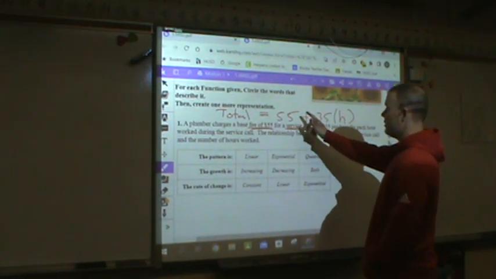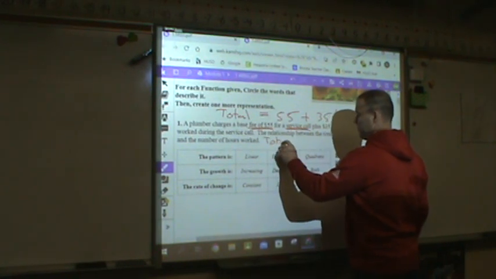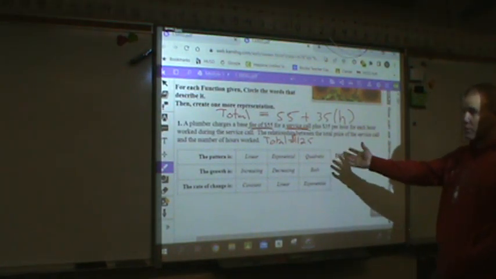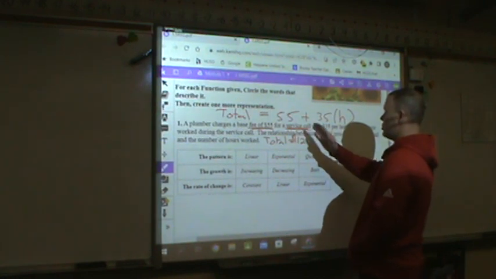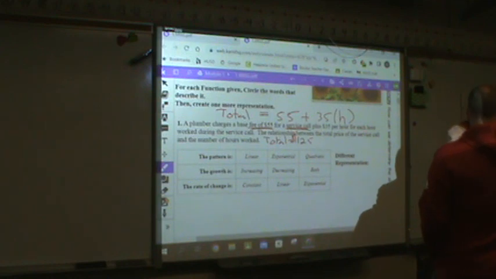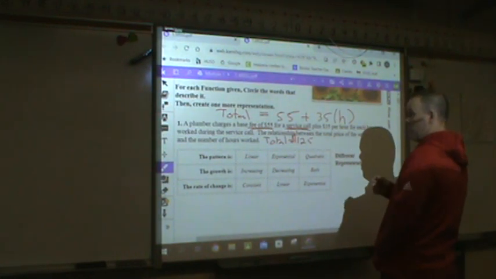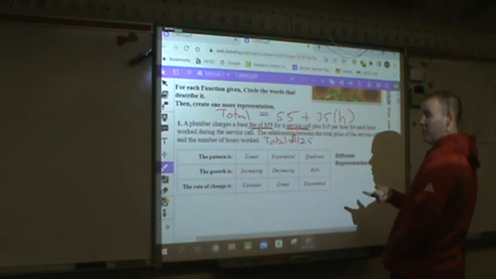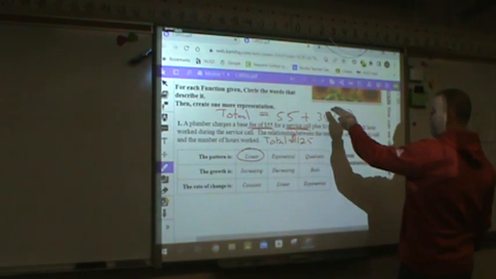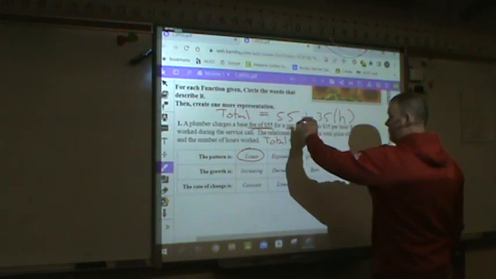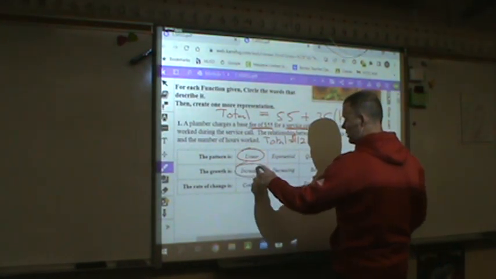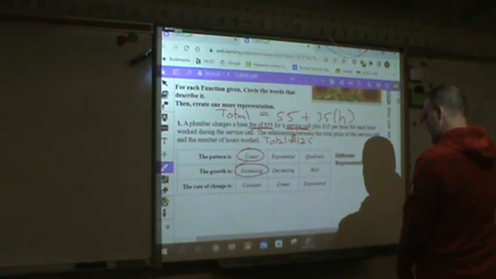Well, 2 times 35 is 70 plus 55. That total is going to be $125. If I work 3 hours, it's going to be 125 plus 35 more than that. So you should begin to see what's going on here. If I work 1 hour, it's 35. If I work 2 hours, how much money am I going to charge you for that second hour? If I work 3 hours, how much is that third hour? This is a linear pattern because it's 35 plus 35 plus 35 plus 35. The 55 is just what it costs me to get there. The growth for this is constantly increasing because the more hours I work, the more money it's costing.